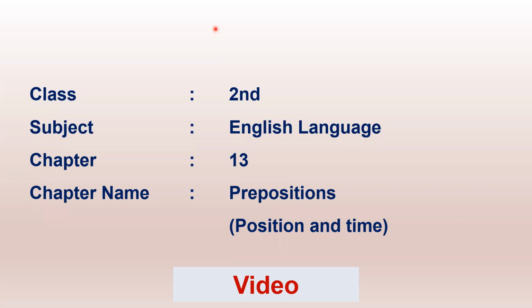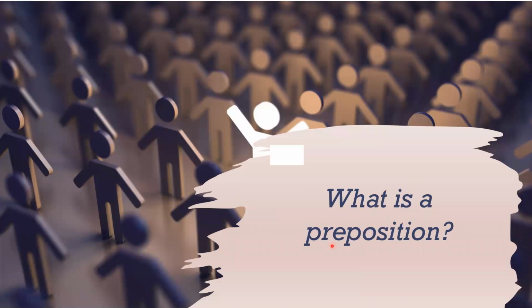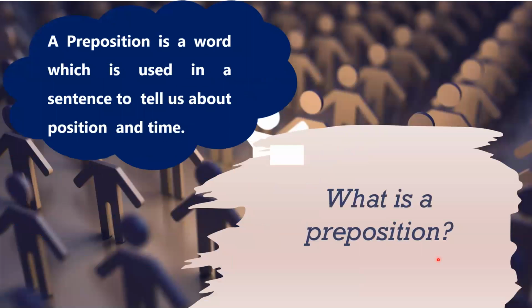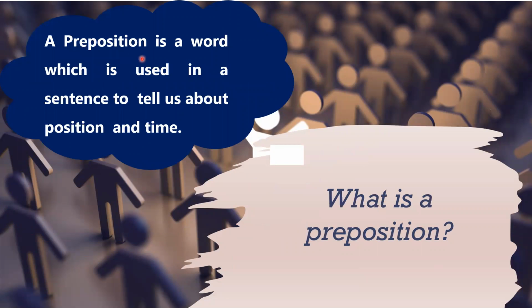Today we will study chapter 13 of English language. The name of our chapter is prepositions. What is a preposition? A preposition is a word which is used in a sentence to tell us about position and time. So children, prepositions are words which we use in a sentence and they tell us about place and time.